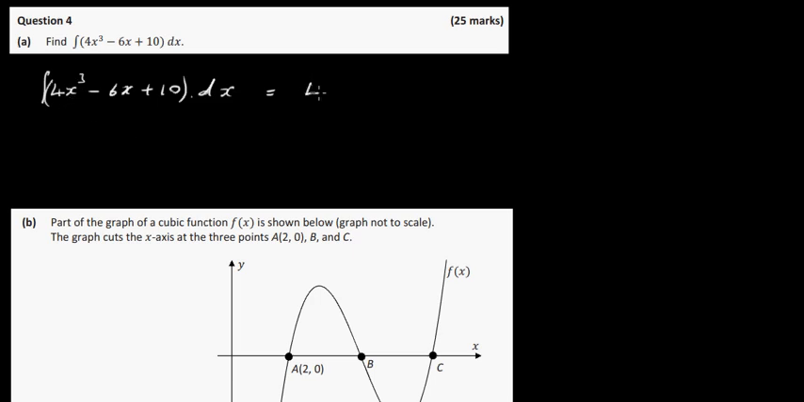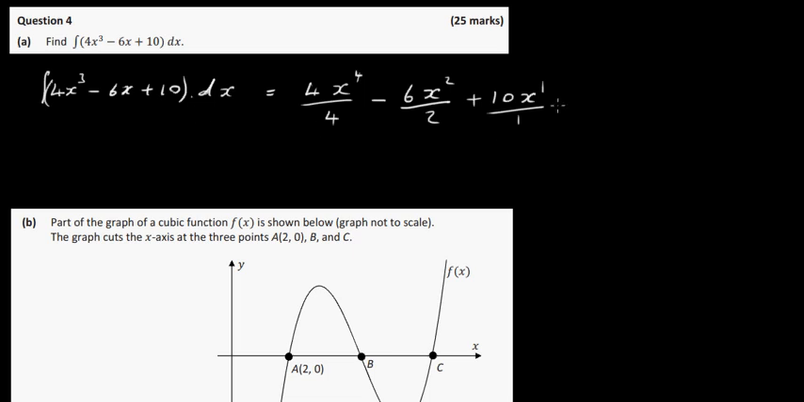So we're going to get 4x, increase the power by 1, which is the power of 4, and then divide by that power. Here we do exactly the same thing. We take minus 6x, increase the power by 1. It's already to the power of 1, so increase it to 2, and then divide by the power. Here we have a 10, which is x to the power of 0, so increase that to 1, and divide by 1.